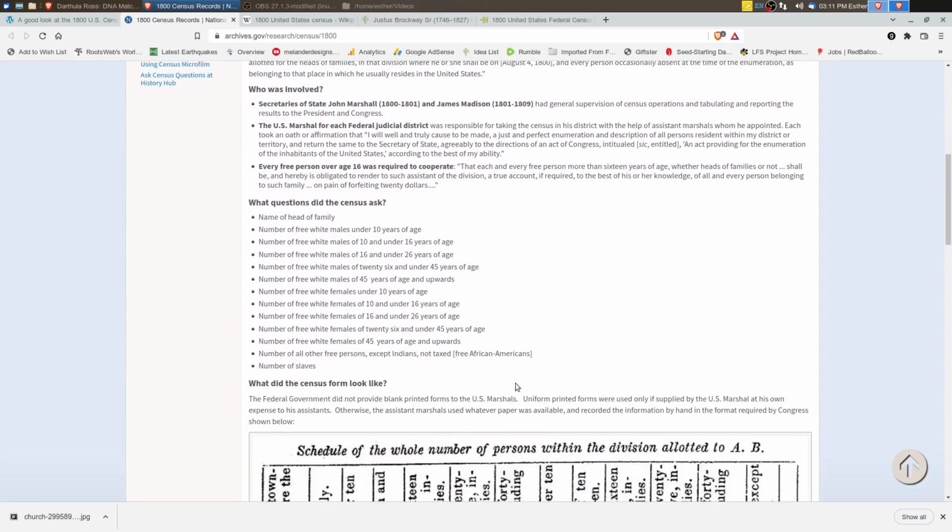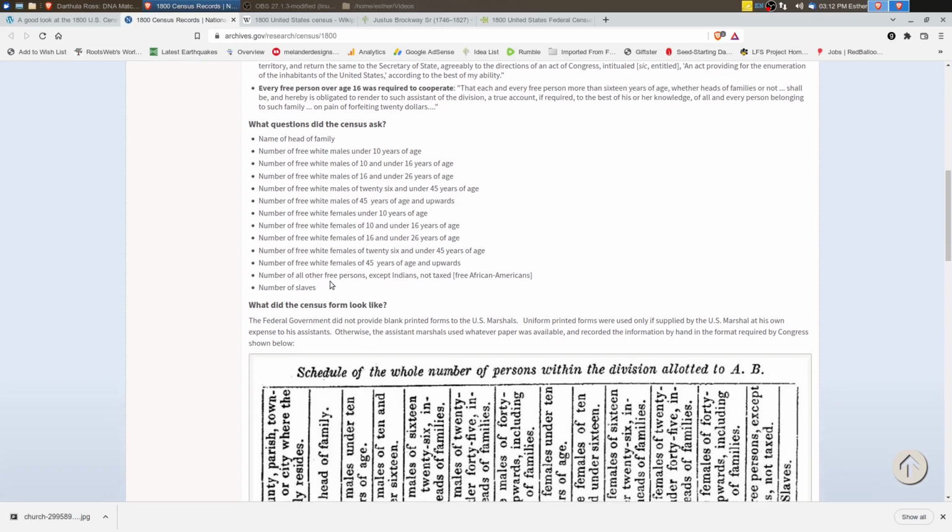The questions that were asked were very similar. They wanted the name of the head of the family, and then the counts that were included were more specific than the 1790 census. So, for example, there would be a number of free white males under 10 years of age, and then the number of free white males of 10 and under 16 years of age. And it goes on through, and the females were also broken down: the number of free white females under 10 years of age, number of free white females age 10 and under 16 years of age, and so on. It did include a count of the number of all other free persons, including Africans. It did not include a count of Indians, as it says here on the page, and it did count the number of slaves.